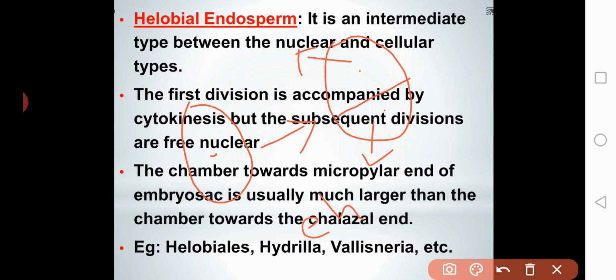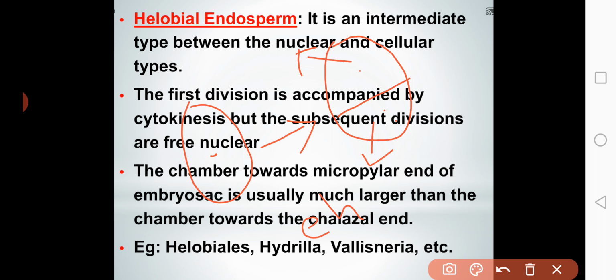Later on, the nucleus in the chalazal cell as well as the micropylar cell divides repeatedly to form many nuclei, but there is no wall formation. Understood? That means the type of endosperm formation is here free nuclear.